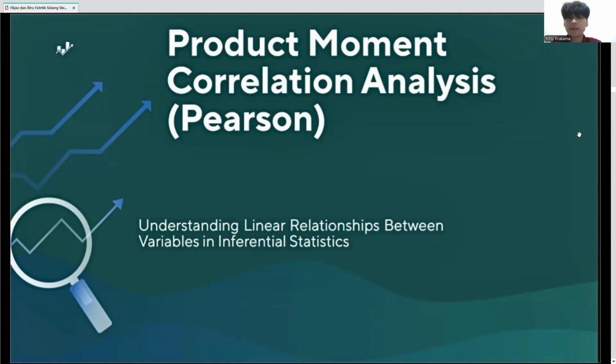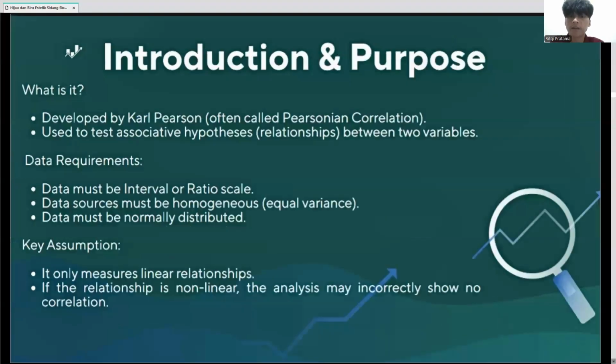Okay, I will explain about product moment correlation, also known as Pearson correlation. This method was developed by Karl Pearson. It is used to measure the relationship between two variables. To use this method, the data must meet several requirements. First, the data must be in interval or ratio scale. Second, the data must be normally distributed. Third, the data must be homogeneous.